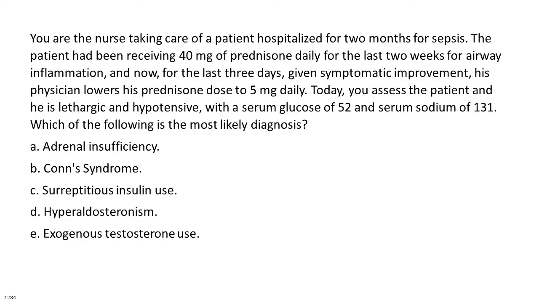You are the nurse taking care of a patient hospitalized for 2 months for sepsis. The patient had been receiving 40 mg of prednisone daily for the last 2 weeks for airway inflammation, and now, for the last 3 days, given symptomatic improvement, his physician lowers his prednisone dose to 5 mg daily. Today, you assess the patient and he is lethargic and hypertensive, with a serum glucose of 52 and serum sodium of 131. Which of the following is the most likely diagnosis?